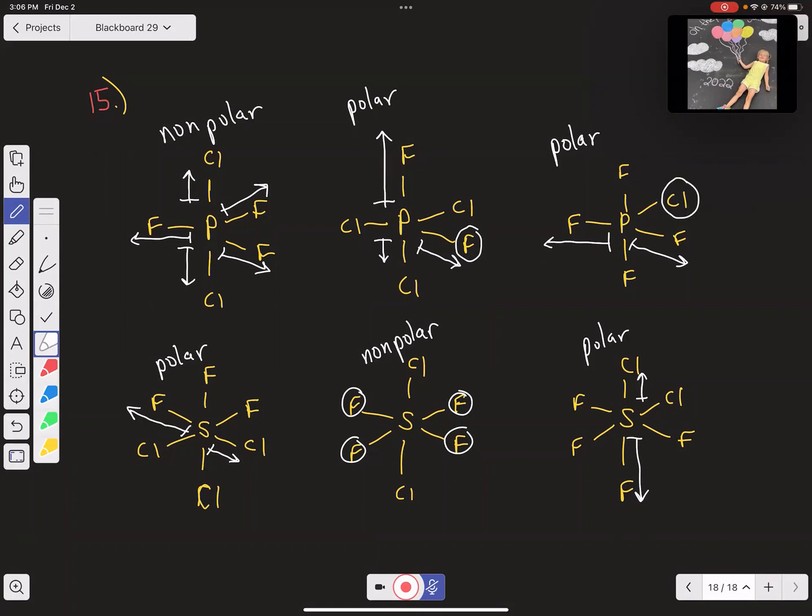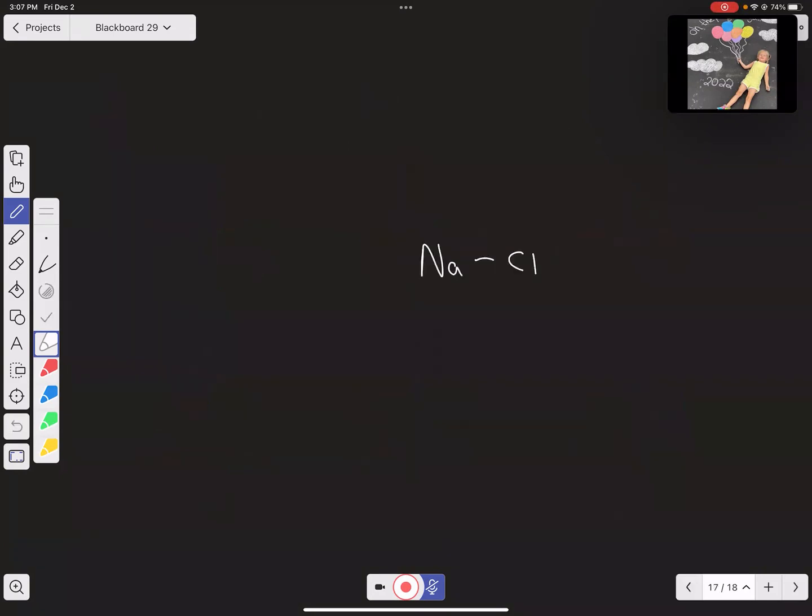And just one last question. So you can tell if the bond is polar by whether or not the central atom is more or less electronegative than the surrounding atom.